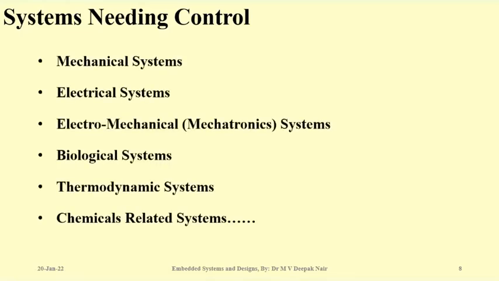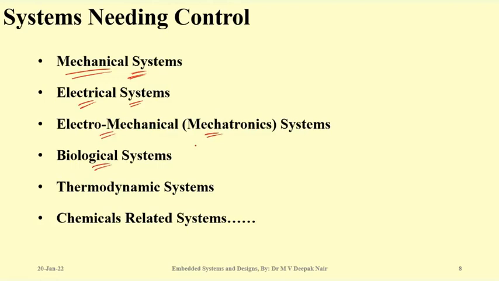Okay, what are the systems which require control or embedded systems? Embedded systems can be used in mechanical systems like cars or vehicles or any other moving drives. They are required for electrical systems. Of course, now you can hear about smart cities and all those systems. To control electrical systems, you need embedded systems. Electromechanical systems, like motors and robots, also need embedded systems.